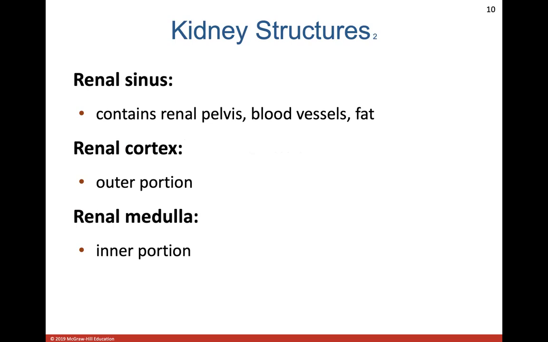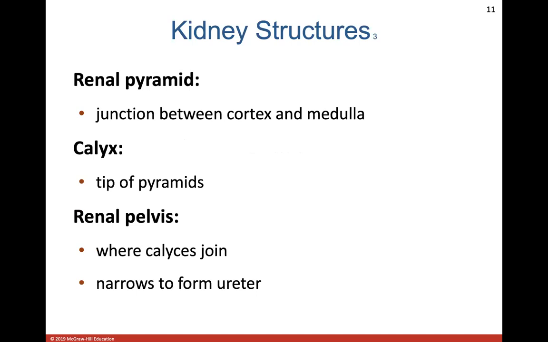The renal cortex will be the outer layer of the kidney under that fibrous capsule, and the renal medulla is the inner portion. And again, when we get to pictures, this will make a lot more sense. Renal pyramids are at the junction between the cortex and the medulla. They lie within the medulla. The calyx is the tip of the pyramids where urine that is formed is funneled out. The renal pelvis is where all of the calyxes join together, a big funneling system, which will eventually narrow to form the ureter to take that formed urine out of the kidney.